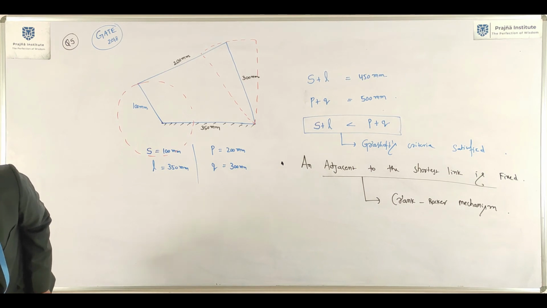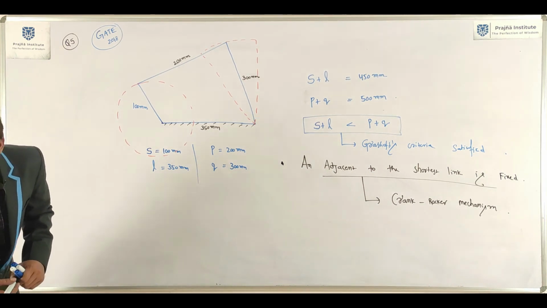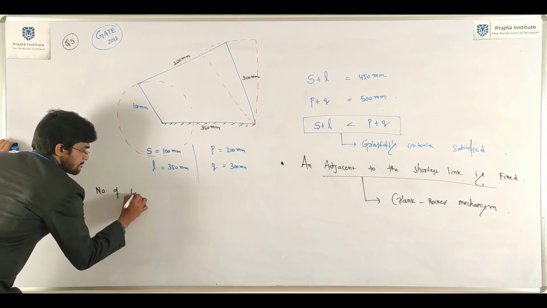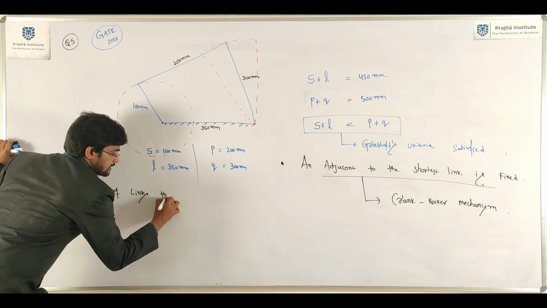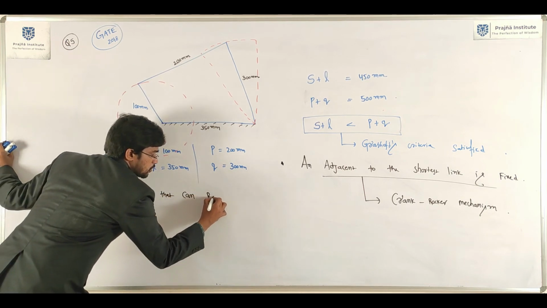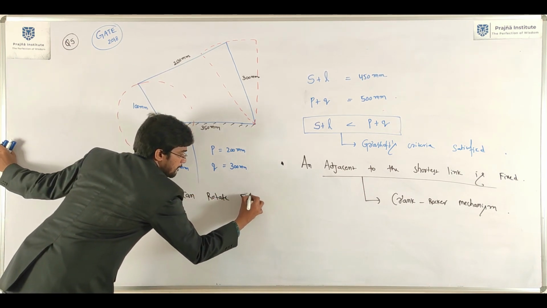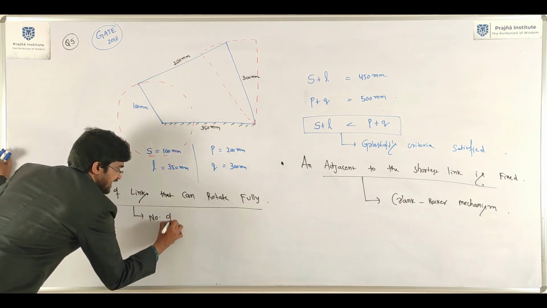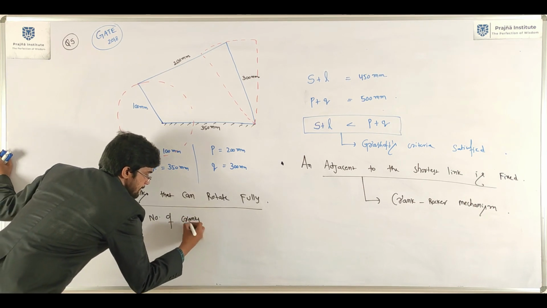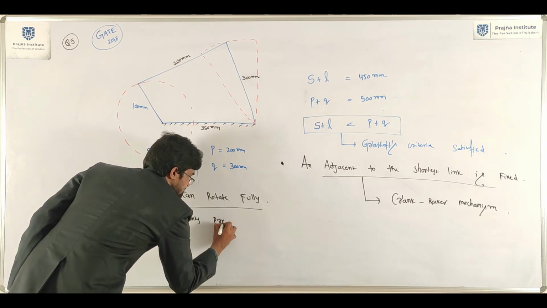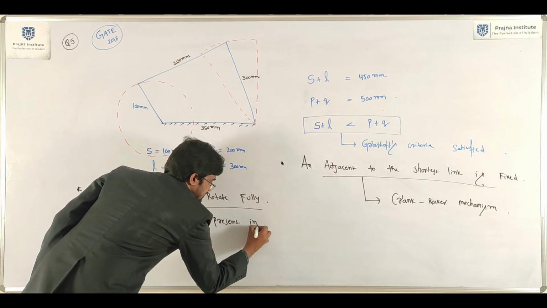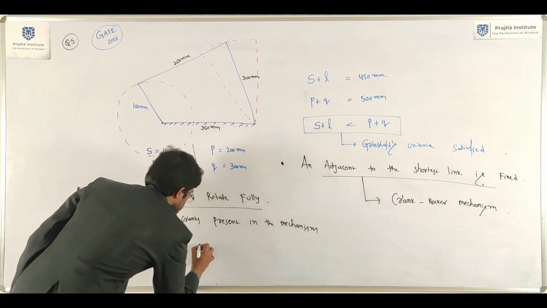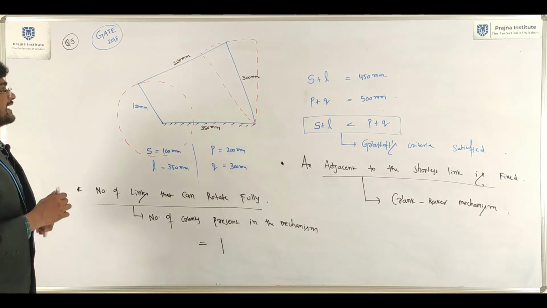Number of links that can rotate fully. What is the meaning of this? Number of cranks present in the mechanism, equivalent to 1. Only one crank.